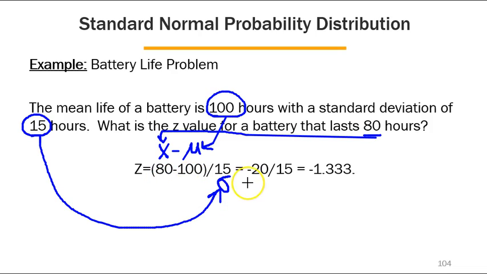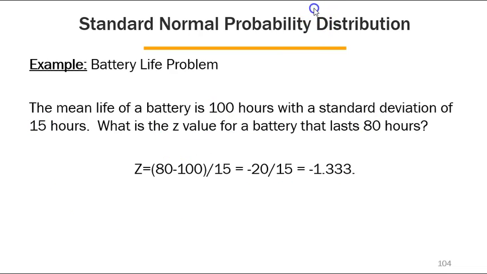So 80 minus 100 gives us -20. 15 is the standard deviation. Divide -20 by 15, we get -1.3333, and the 3 is going to repeat. Now here, notice that if the value, your x, in this case 80, is less than the mean, you're always going to get a Z value that's negative, which is what happened in this case. It's negative. So negative Z value means the value is below the mean.